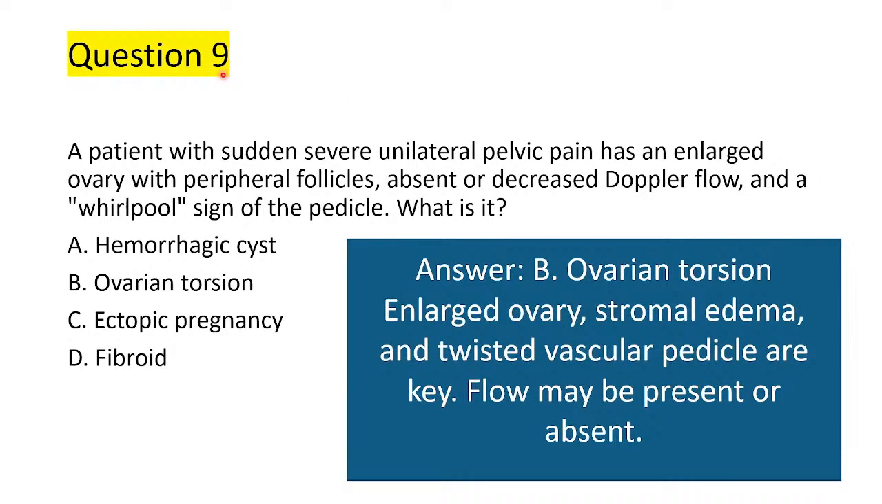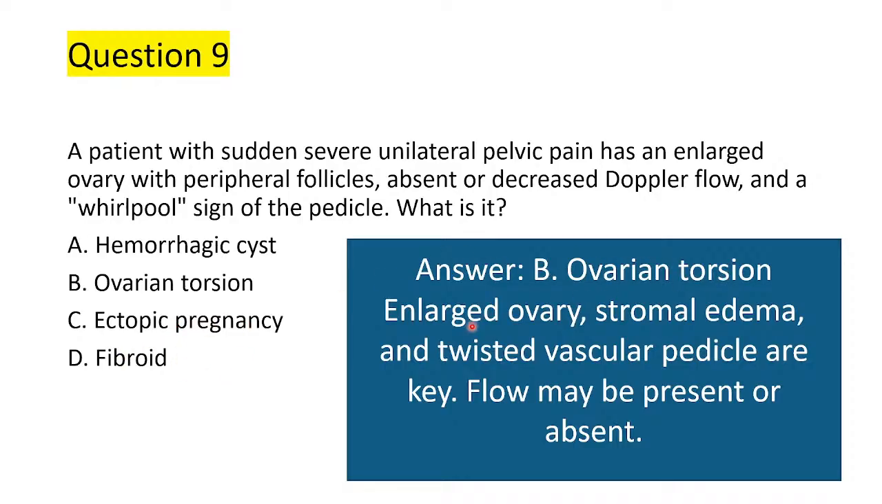So question number 9. A patient with sudden severe unilateral pelvic pain has an enlarged ovary with peripheral follicles, decreased Doppler flow, and a whirlpool sign of the pedicle. What is it? A. Hemorrhagic cyst. B. Ovarian torsion. C. Ectopic pregnancy. D. A fibroid. So the answer is B.